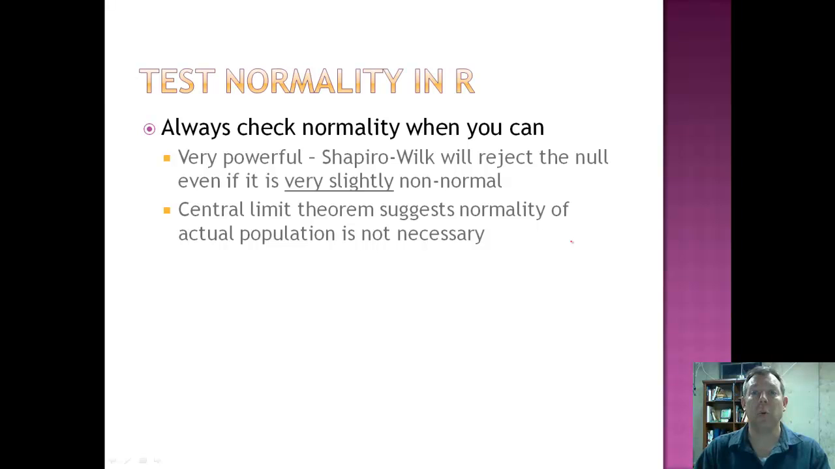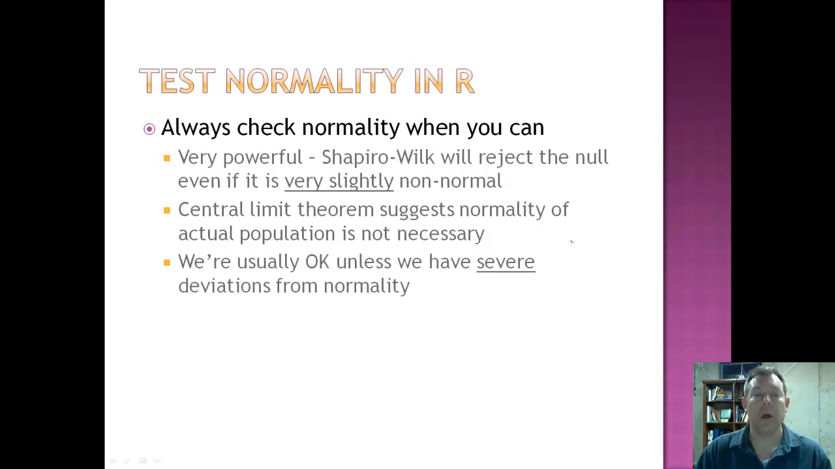Perhaps we will just look at our stats a little bit more closely. Perhaps we will switch to a different stat. Perhaps we'll do a non-parametric stat. And so that's why we're always going to test for normality. We're usually okay, even if we are working with a non-normal population, unless we have severe deviations from normality.